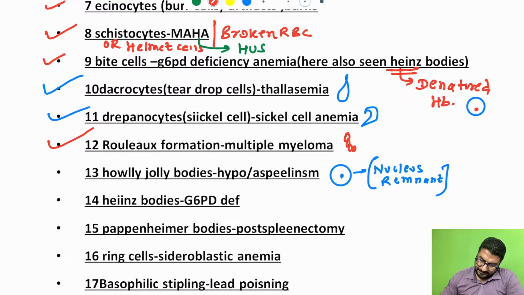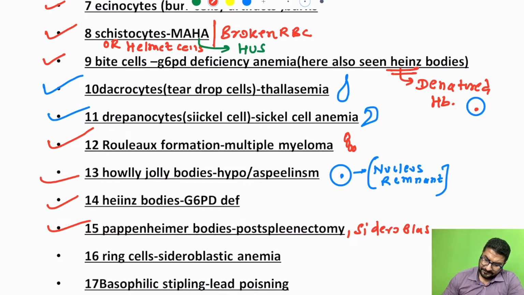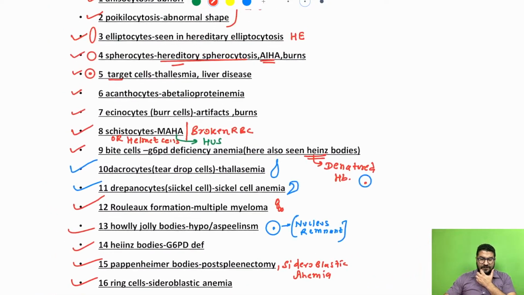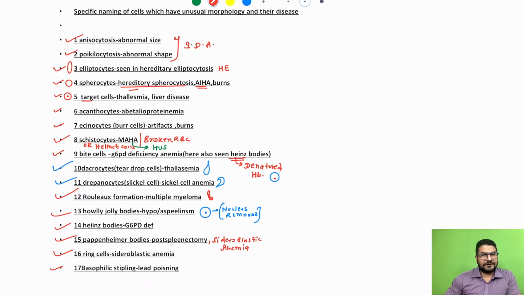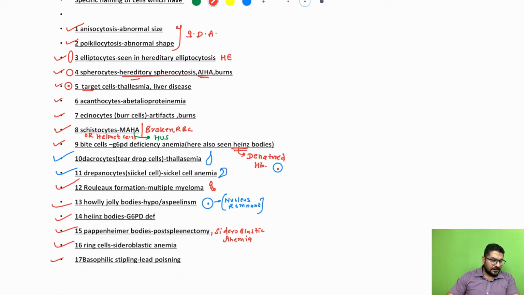Heinz bodies we studied above, which is G6PD deficiency. Pappenheimer bodies, I also told you, are seen post splenectomy, and this is also seen in sideroblastic anemia. Ring cells you will see in sideroblastic anemia, basophilic stippling you will see in lead poisoning. So these are all the peripheral smear findings in one slide. Very very important, look carefully. These are all the peripheral smear findings which they can ask you in exam. Done?